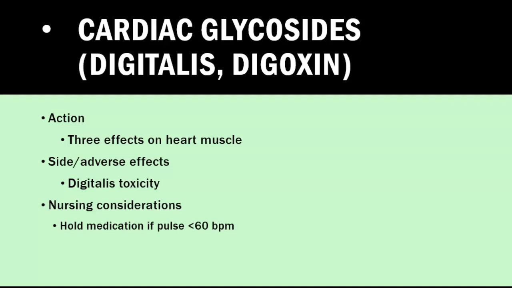You want to weigh them daily and report a weight gain of 2 pounds or more, because a weight gain of 2.2 pounds is 1 kilogram, which is also 1 liter of fluid. So you want to weigh them daily, make sure that this is effective for treating their heart failure.